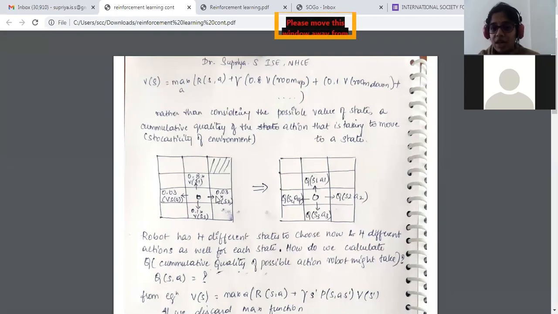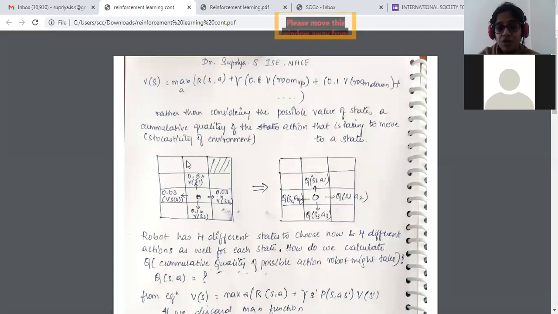When I take the cumulative quality, the addition of all of those things, it was V of S equal to the maximum of the reward plus gamma into 0.8 into V of room up, the value of room up, 0.1 into the value of room down again, and so on. So I had to perform all these operations. That is what I told. Rather than considering the value of the states, you can easily quantify the action itself.